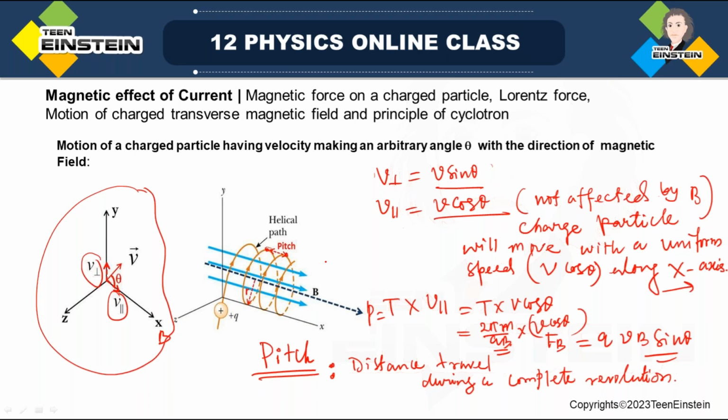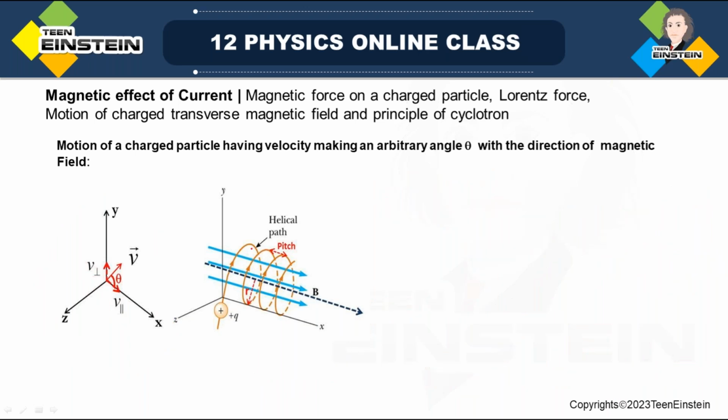So what we have learned, I'll summarize here. If a charged particle is moving in a uniform magnetic field, but the velocity makes an angle theta with the magnetic field direction, then the path, or trajectory, will be a helix or helical path.